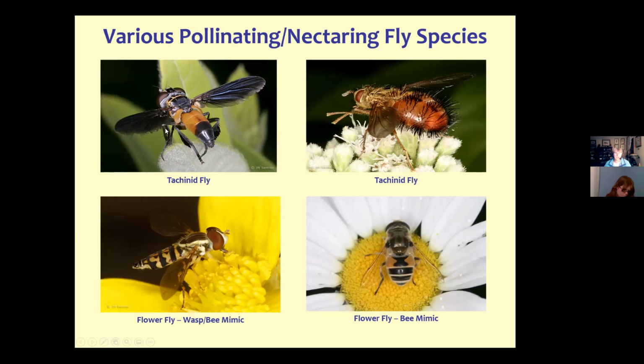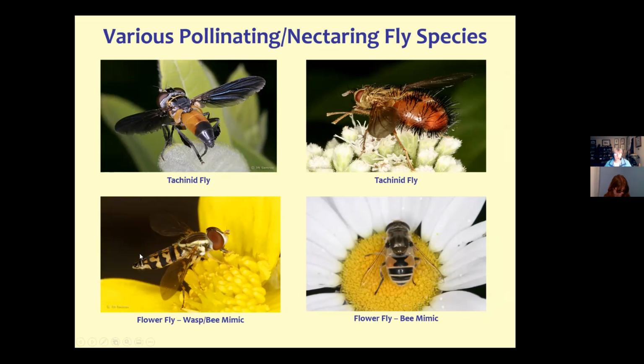So we have our tachinid fly. Many species are out there. Here's another one. Again, a lot of hairs on this part of their body that they can pick up pollen with. Some of them have these little feather-like projections on their legs that can also pick up pollen.